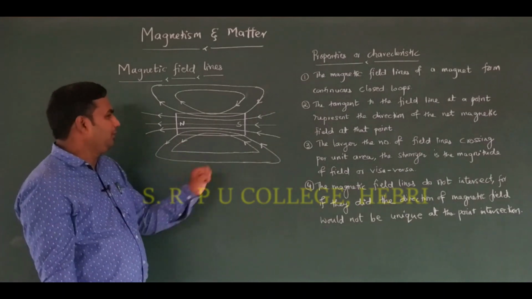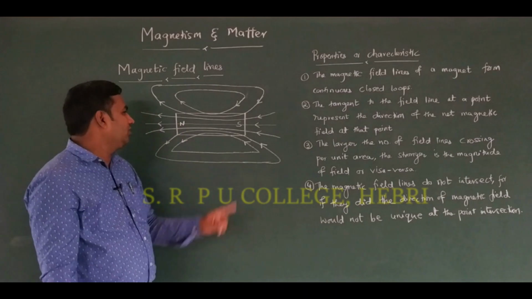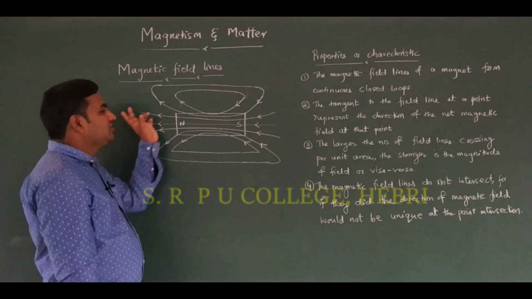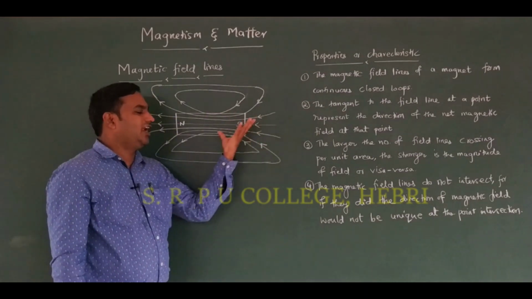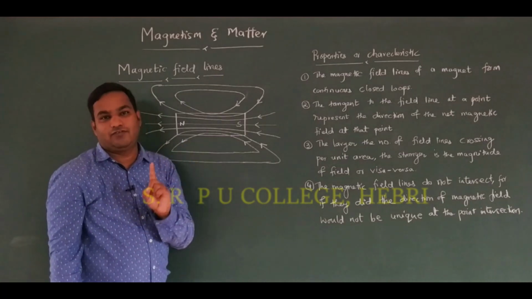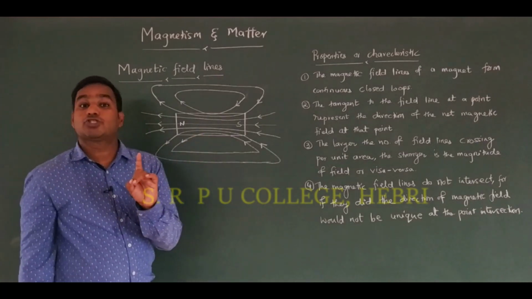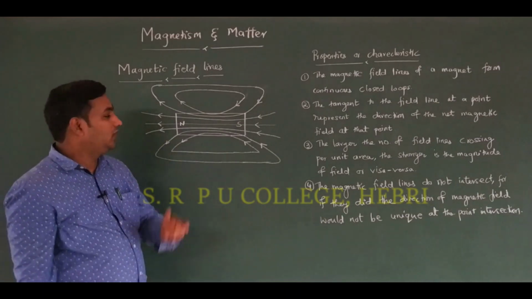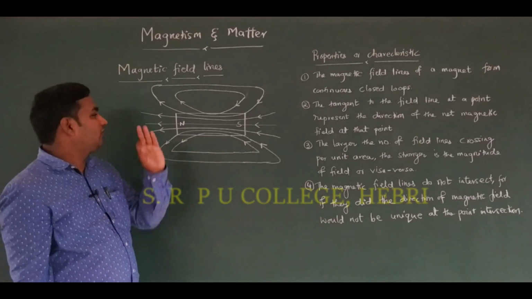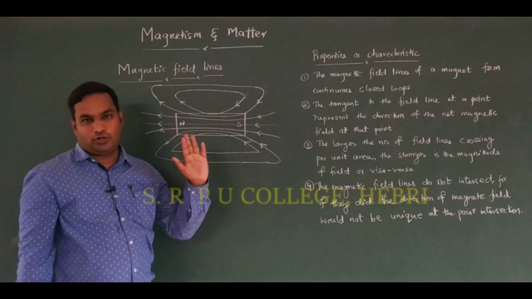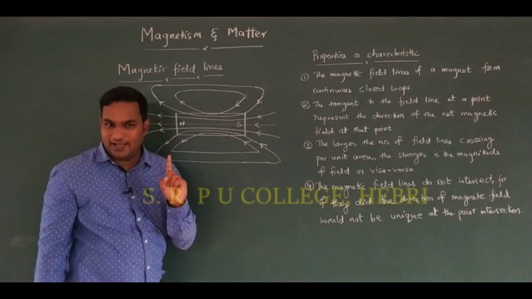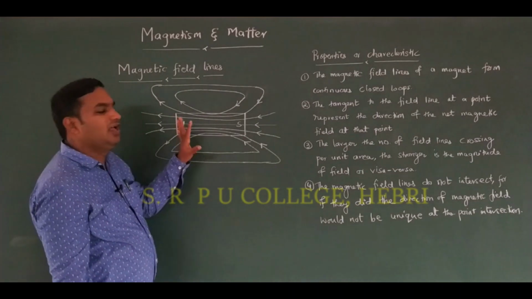But here, simple logic: this end is north, this end is south. From the North Pole, magnetic field lines are coming out. To the South Pole, magnetic field lines are entering. This is a diagrammatic representation of magnetic field lines in a bar magnet or a solenoid. Remember this, it is a diagrammatic representation of magnetic field lines in case of a bar magnet or solenoid. This question, this diagram, is mostly asked for 1 mark. It is one of the important questions for the exam.